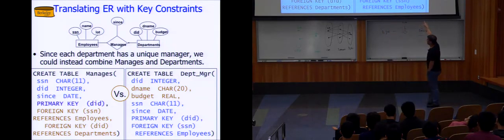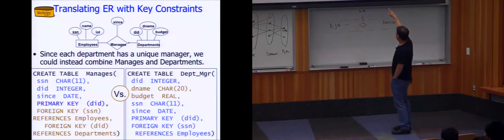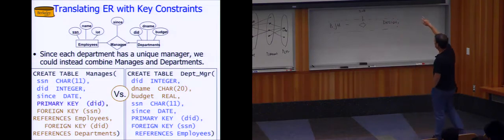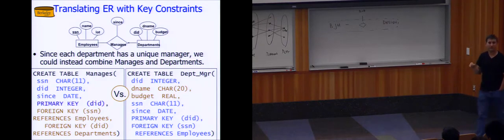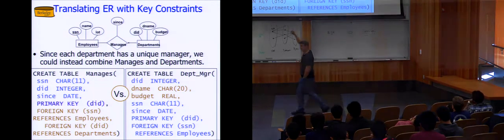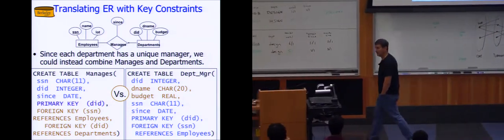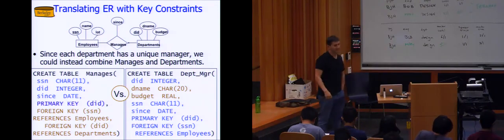The primary key is still DID, because there's one row per department. There is a foreign key on employees to SSN. Oh, by the way, it would be just fine to have the SSN and since fields be null. Nothing in the schema says they can't be null. So there can be departments with no managers, which we want because that's what the ER diagram says also. It says at most one. It doesn't say zero is forbidden. So zero is allowed here too by putting nulls into the SSN and since.